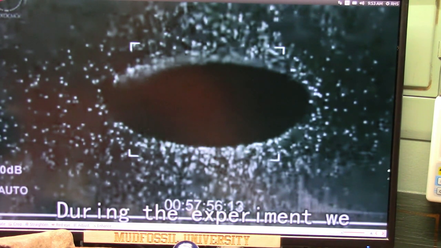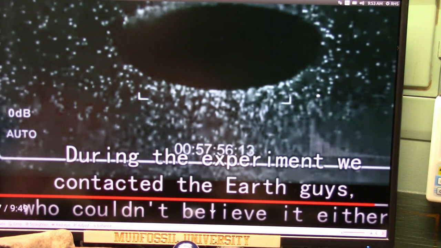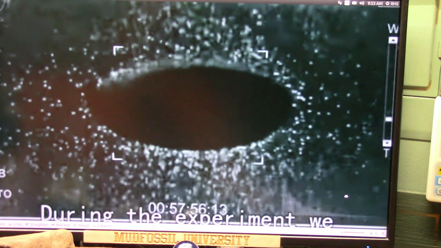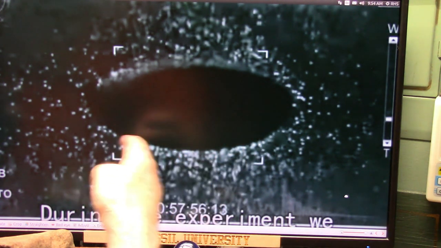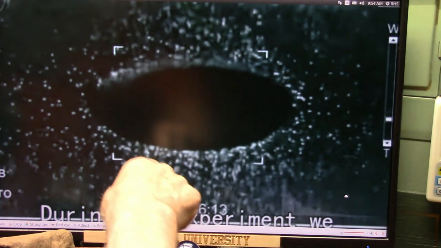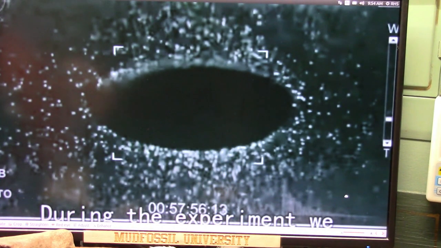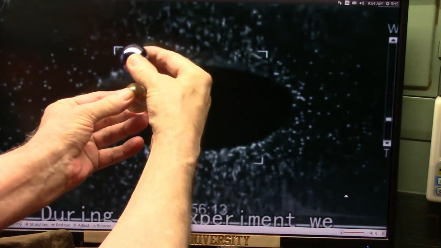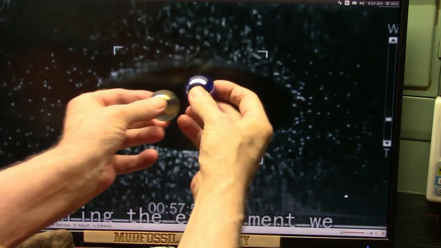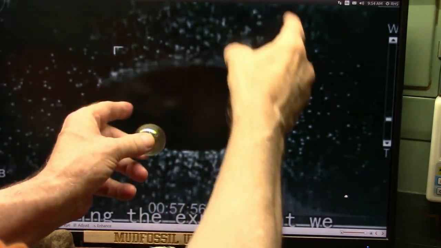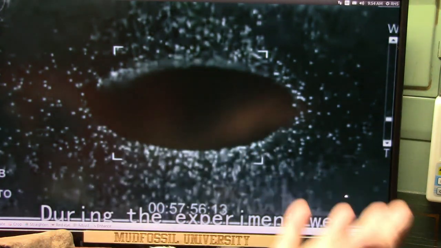And they flipped out. They went absolutely freaking crazy, and of course they did. It says, during the experiment, we contacted the Earth guys who couldn't believe it either. Apparently, there was a guy from Max Planck who freaked out so bad he locked himself in his office for 3 weeks. What they had expected to find was all of these white particles pushing each other apart. So one would come and push another one away like this, so they would be like this everywhere. There would be a lattice of them, and the particle would be right in the center of each one of these lattices. That's what they expected. And then they saw this, and they said, holy smokes.